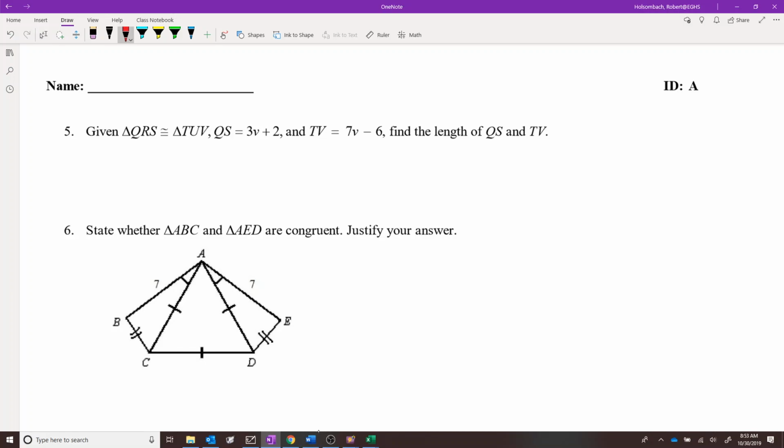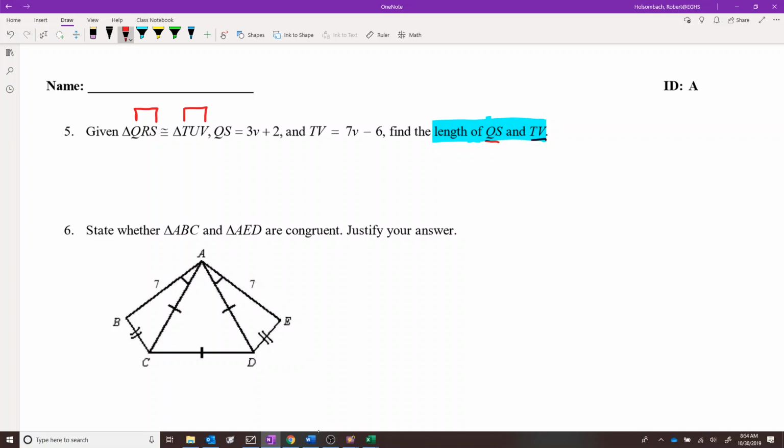Alright, number 5, given triangle QRS is congruent to triangle TUV. QS is equal to 3V plus 2 and TV is equal to 7V minus 6. Find the length of QS and TV. So you need the length of QS and TV. So look, in your description, QS is the first and third letter. TV is the first and third letter. They're both in the same positions, which means those two segments are congruent to each other.